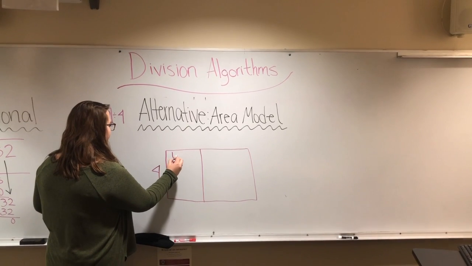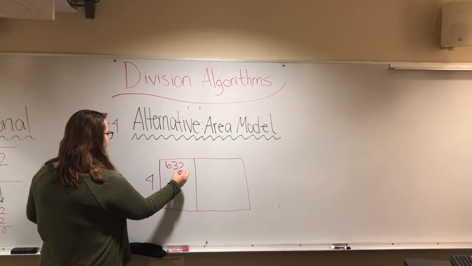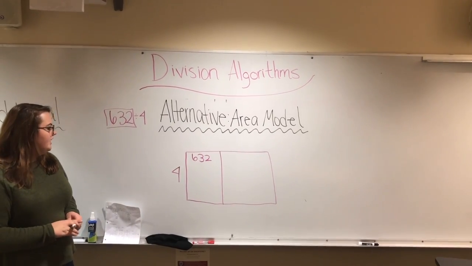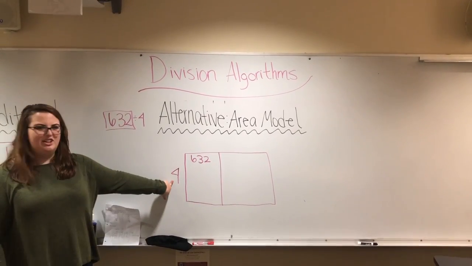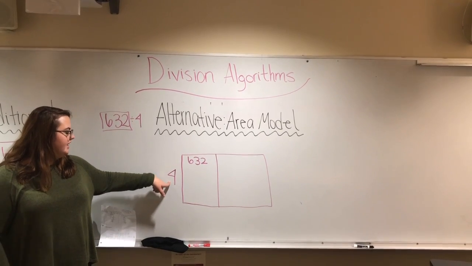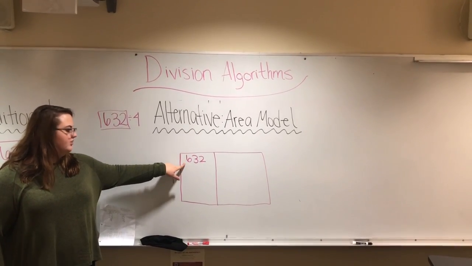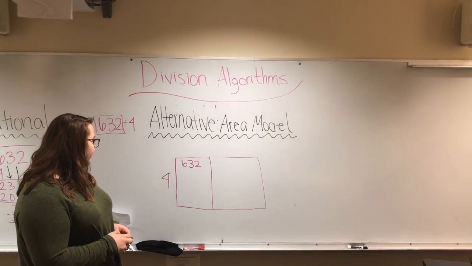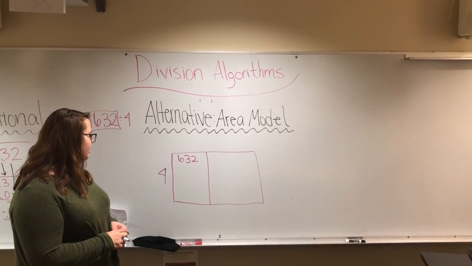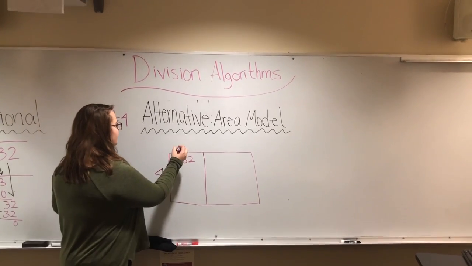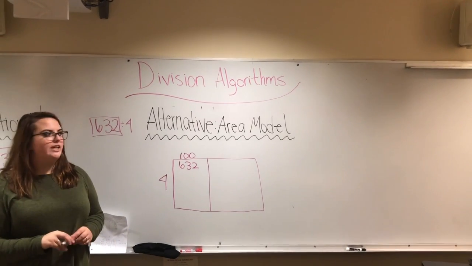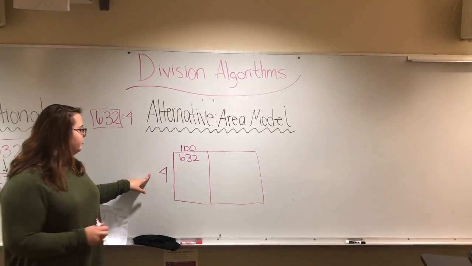And we'll start with our 632 at the top. So this is our first chunk, and we want to think how many times that we can think of off the top of our head, can we get 4 to go into 632. So thinking about it, I'm going to say 4 times 100. So we would put the 100 up here, and then I know that 4 times 100 would be 400.